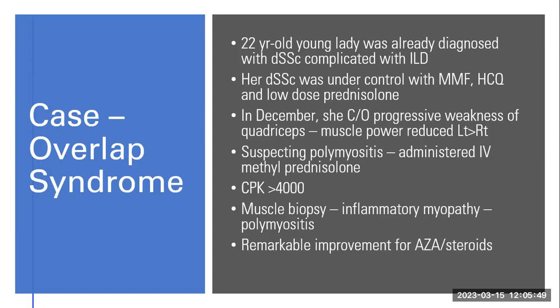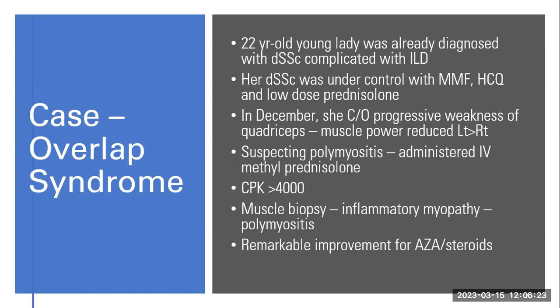Her disease was under control with MMF, HCQ, and a very low dose of prednisolone. But in December, she complained of progressive weakness of the quadriceps, and there was obvious muscle weakness, more prominent on the left side compared to the right. So we suspected polymyositis, the patient was admitted to the ward, and we immediately gave her IV methylprednisolone pulses, which controlled her symptoms. The CPK was more than 4,000. We proceeded with a muscle biopsy, which showed inflammatory myopathy, likely to be polymyositis.